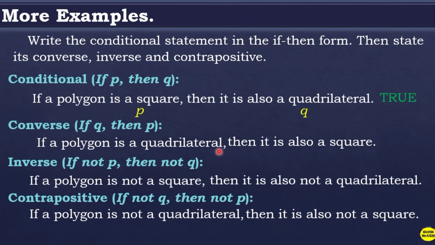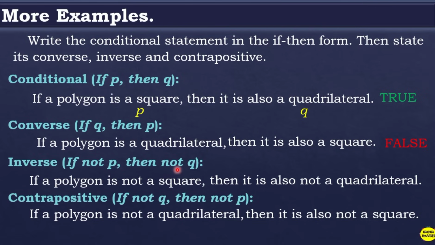Next. If a polygon is a quadrilateral, then it is also a square. This is false. Okay? Because not all quadrilaterals are square. Okay? Hindi pag sinabing quadrilateral, is square agad siya. Meron tayong rectangle, meron tayong trapezoid. So, marami pong klase ng quadrilateral. Meron tayong rhombus. So, if a polygon is a quadrilateral, then it is also a square. So, that is false. Kasi, hindi lang naman po square ang quadrilateral.